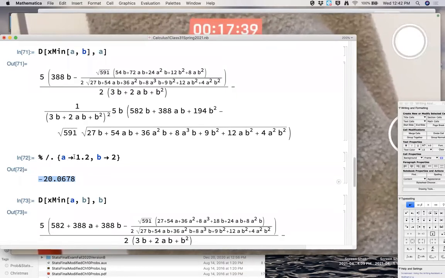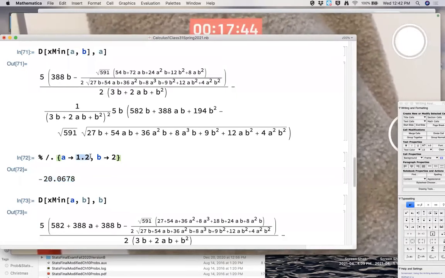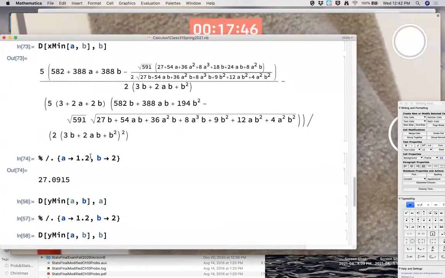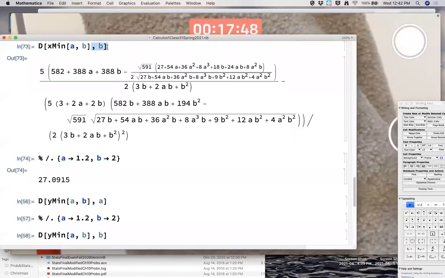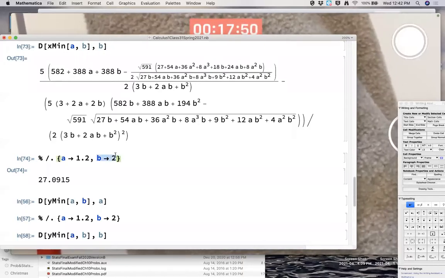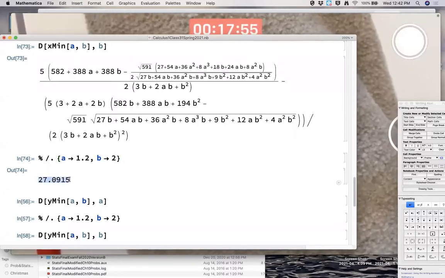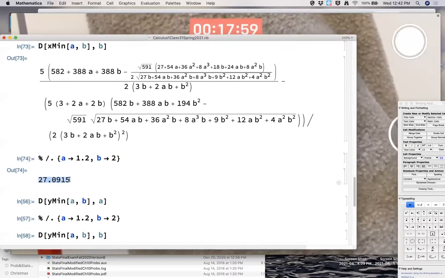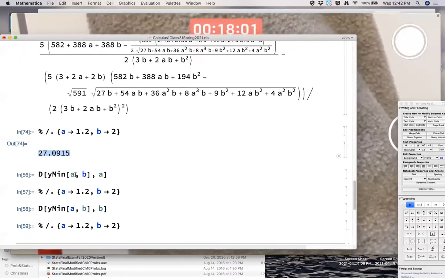Times 0.1, which would be $2, because A increases by 0.1 from 1.2 to 1.3. On the other hand, with the derivative with respect to B, if I let B increase a little bit, say from 2 to 2.1, this would say my minimum cost goes up by about 0.1 times 27. That'd be about $2.70.